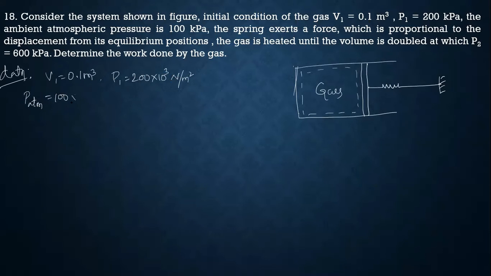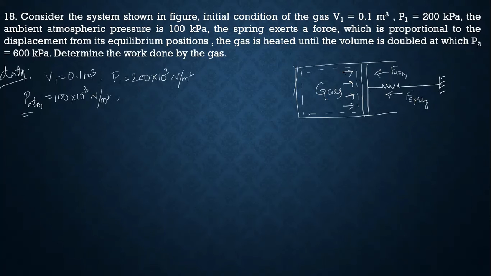Atmospheric pressure is 100 into 10 to the power of 3 Newton per meter square. The spring exerts a force. If it is exerting a force, that means the gas also exerts a force, and this spring also exerts a certain force. Let me write it as spring, and there is also a certain force which is acting on the piston from the atmosphere. That's why they have given atmospheric pressure.